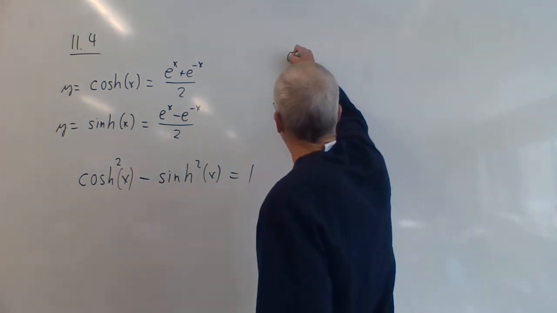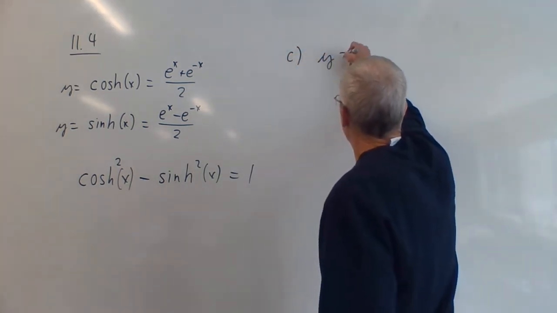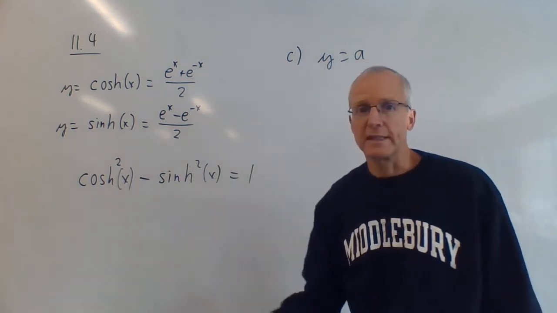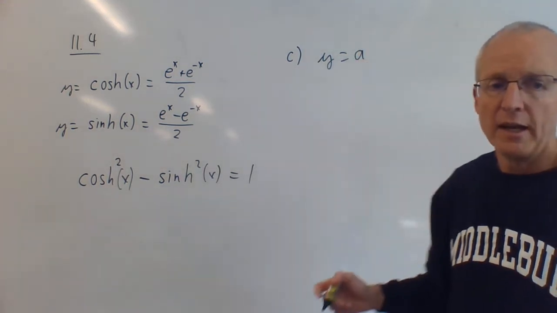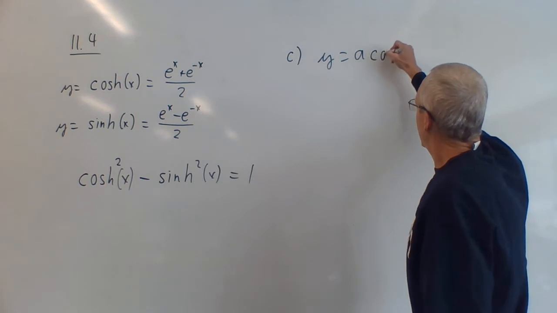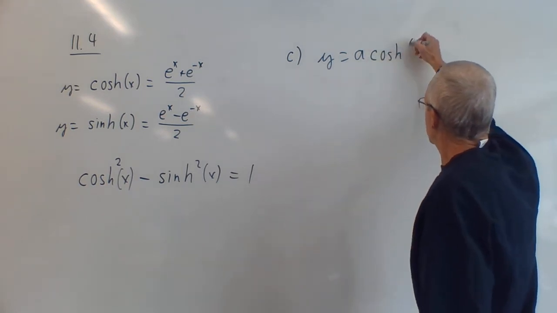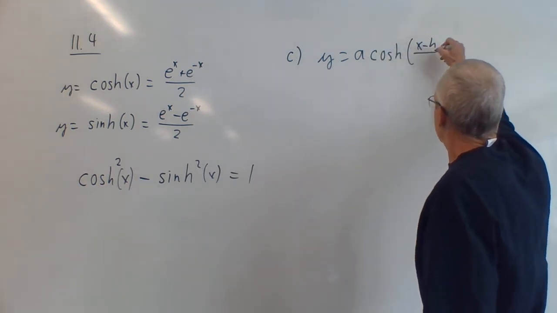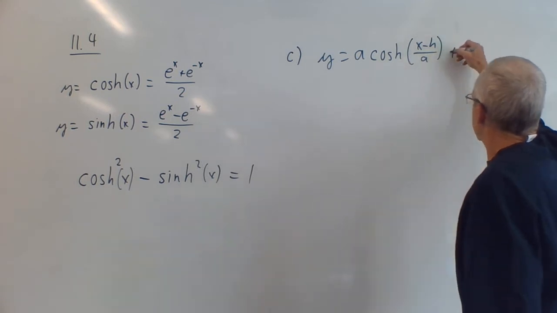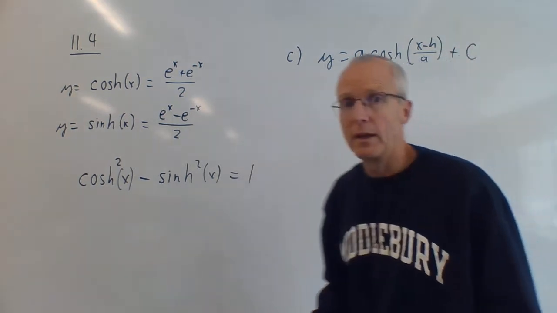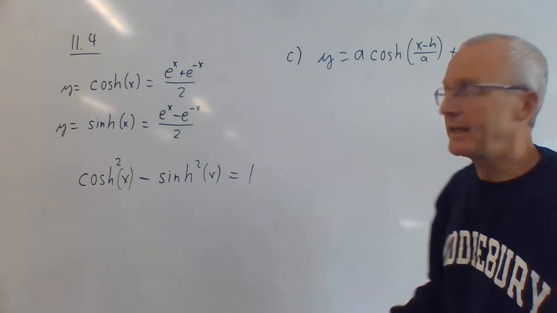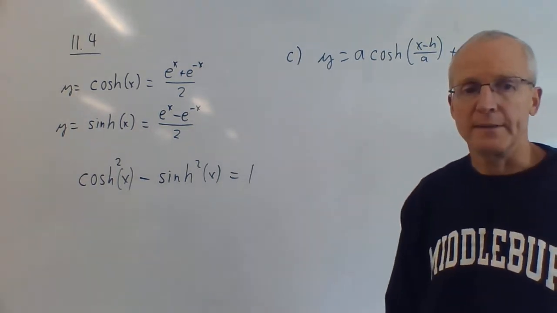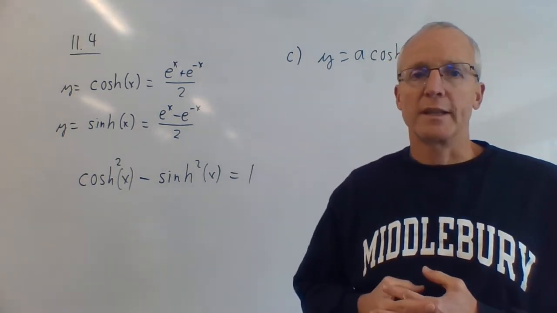This is their part C, and we don't have to figure this out. They just tell us this is the result. It looks like some number a times the cosh of (x minus h) divided by a, plus some constant c. Now it turns out h is where you put your coordinate system. h is where the center is.